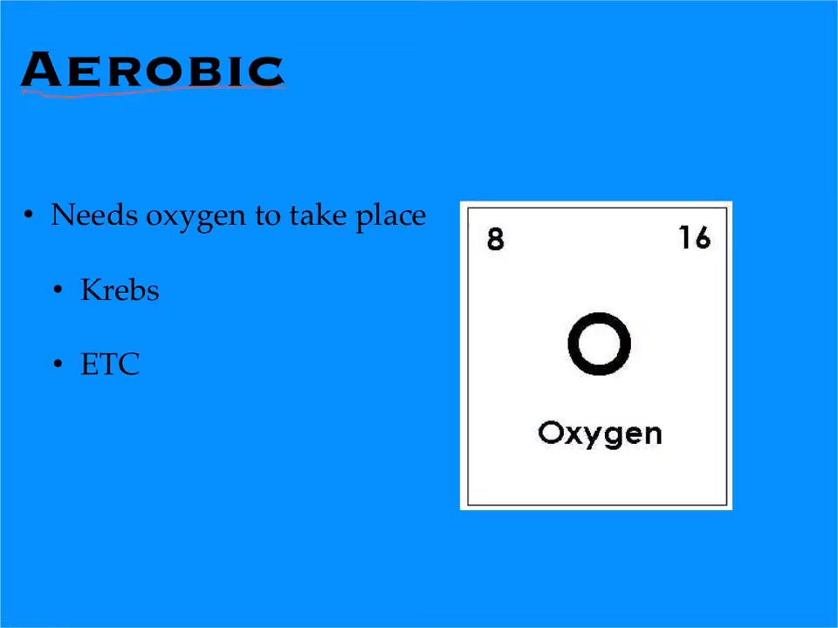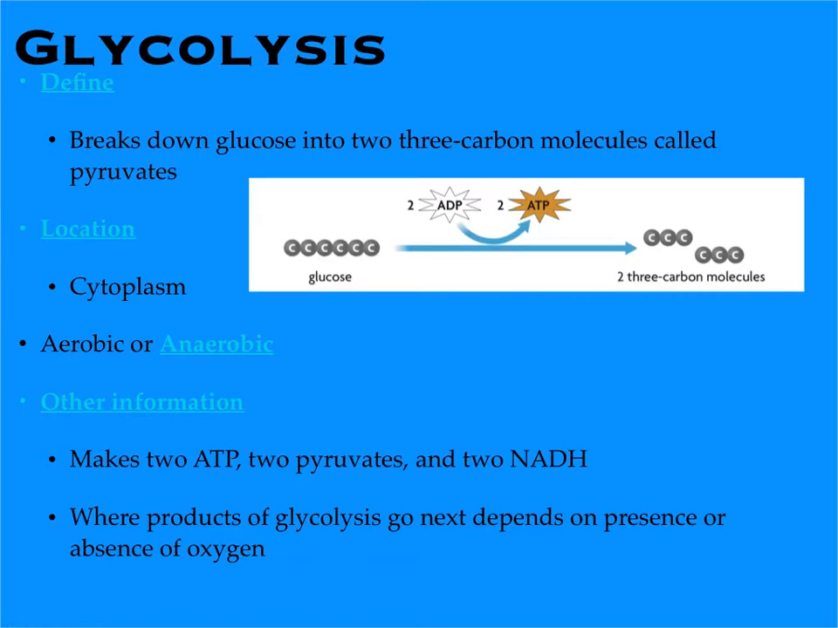Aerobic respiration needs oxygen for it to take place. So aerobic respiration is part of cellular respiration. The two parts of it where oxygen is needed are the Krebs cycle, which we'll talk about at length, and the electron transport chain of cellular respiration. Both of these need oxygen. If oxygen is not present, the respiration will be taken care of in a different process called fermentation, which we will be talking about in section 4.6.